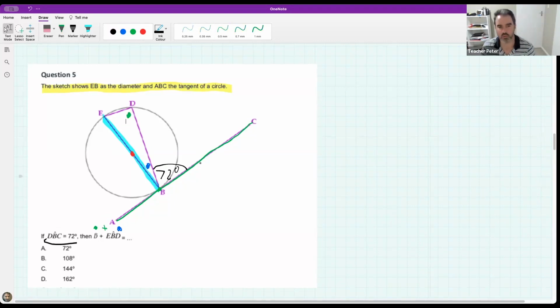And you get to use any theorems or facts that you can to guess the right answer. Well, not guess, hopefully work out. So what answer do you think is correct? Is it A, B, C, or D?